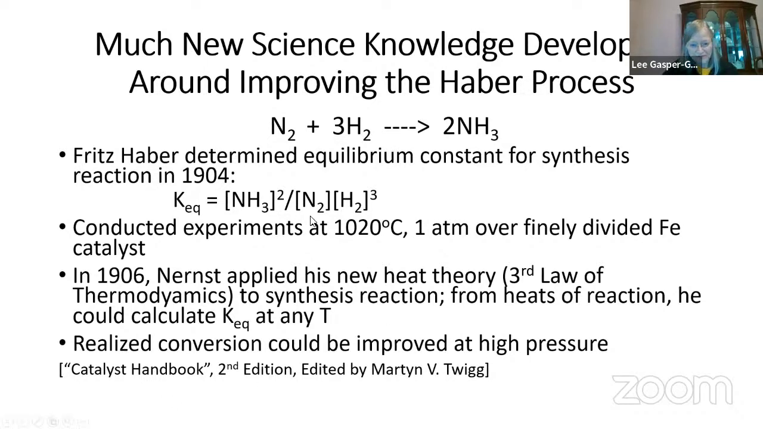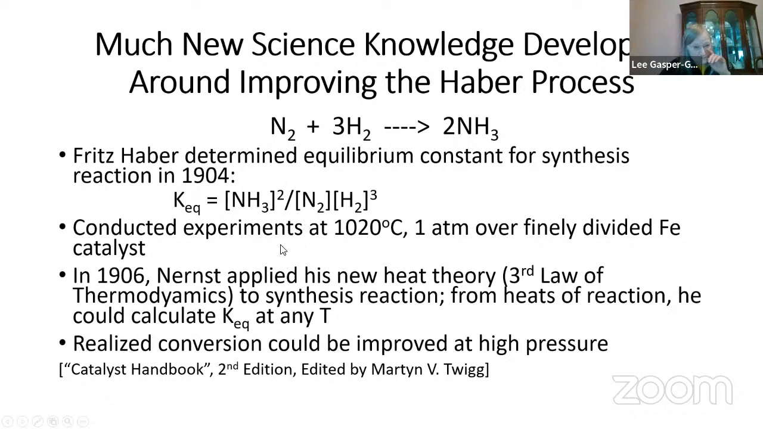So Fritz Haber determined the equilibrium constant for the synthesis reaction in 1904. Now, you may remember from your freshman chemistry courses, or not, that basically the equilibrium constant is equal to the concentration of the products over the concentrations of the reactants, multiplied together. And you take the coefficients from your reaction equation and you put that up as your exponent. This, of course, would be 1, and that would be 3. So that's how, through experimental means, he figured out that this was the case.